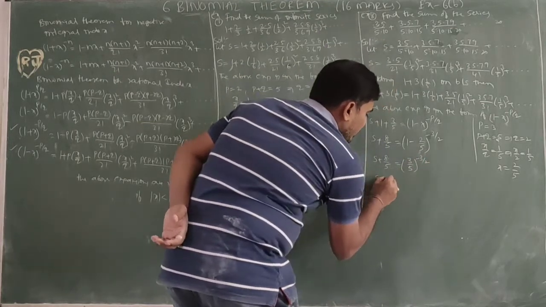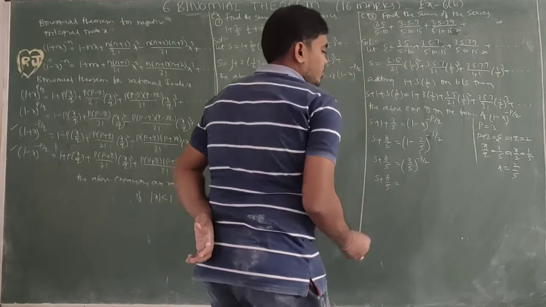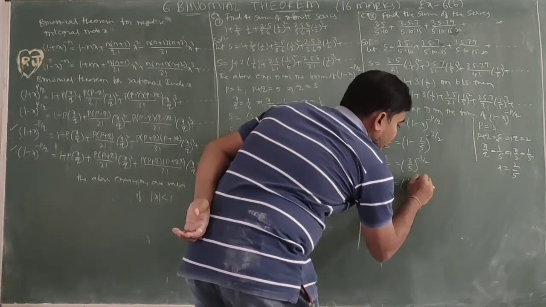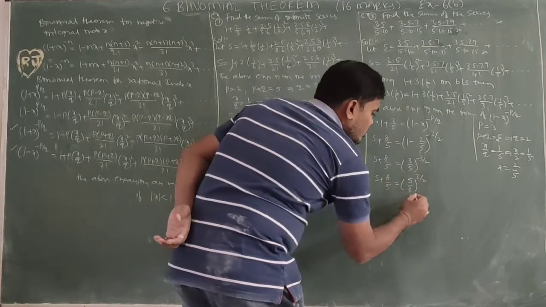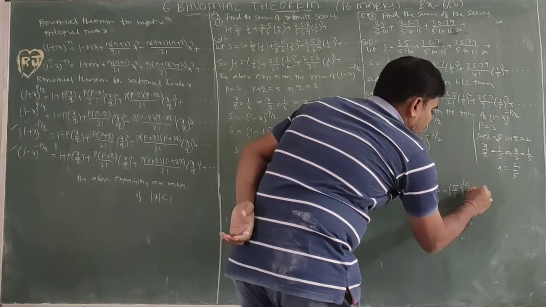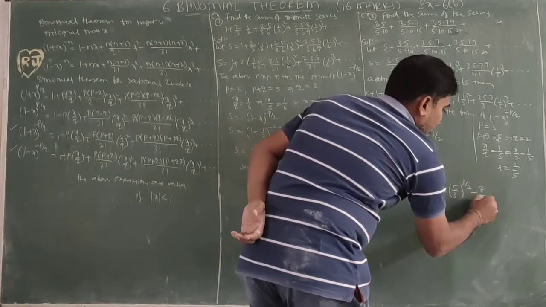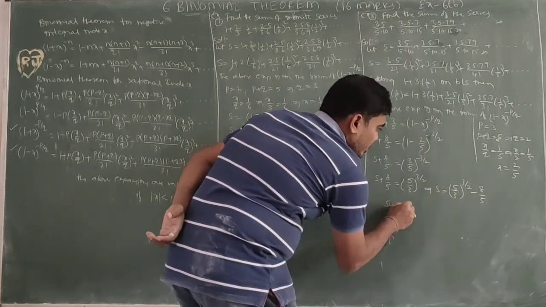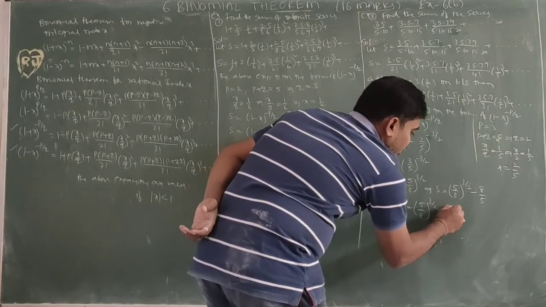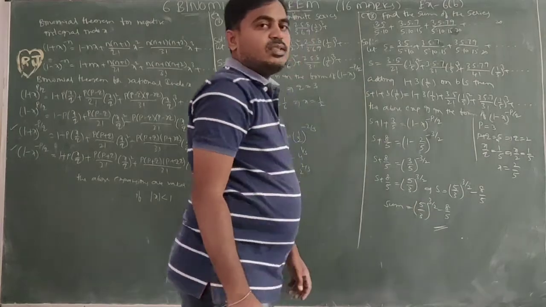So S plus 8 by 5 equal to, it will be reciprocal, (5 by 3) whole power 3 by 2. Bringing 8 by 5 across, I would say S is equal to (5 by 3) whole power 3 by 2 minus 8 by 5. So therefore the infinite sum is equal to (5 by 3) whole power 3 by 2 minus 8 by 5.